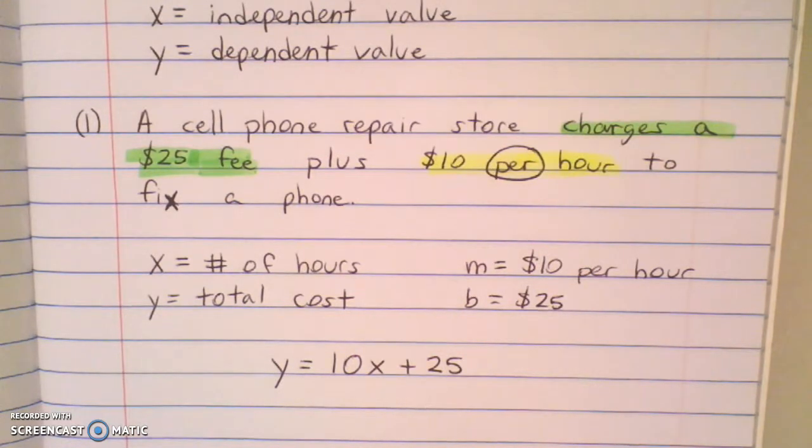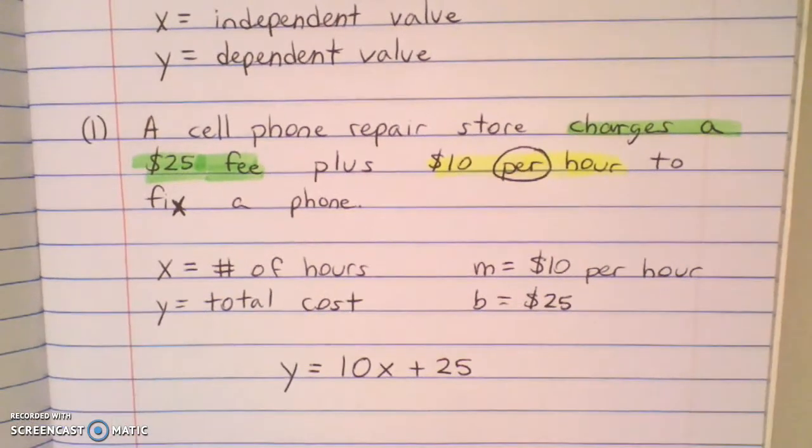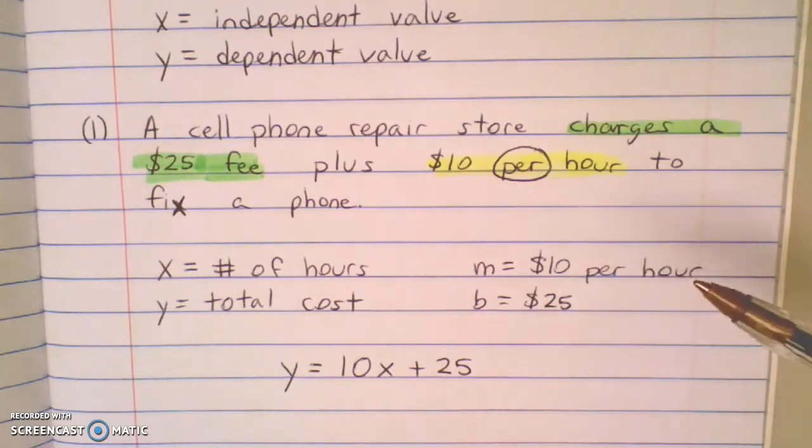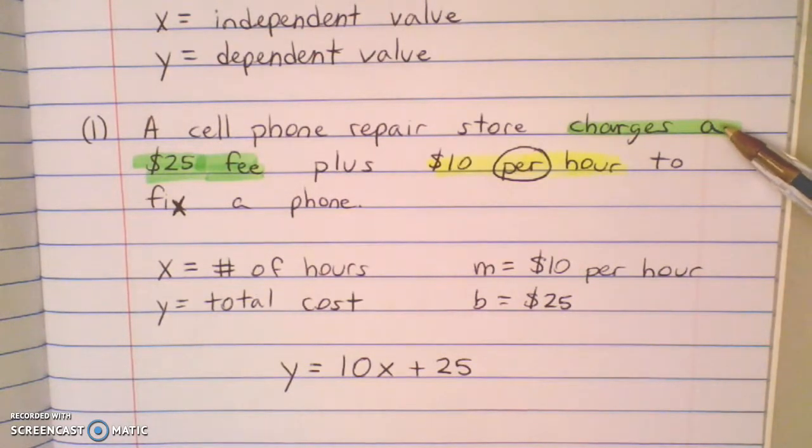So we had to find the dependent and independent variables, and then we had to find the slope and the initial value from the problem for the equation. Keywords to look for a slope are per or each, and then keywords for the initial value are like a one-time fee or something that only happens once, or what you start off with, your starting value. Okay, let's look at another example.